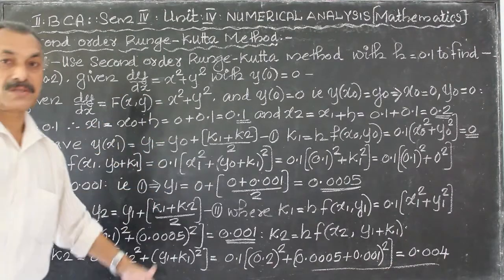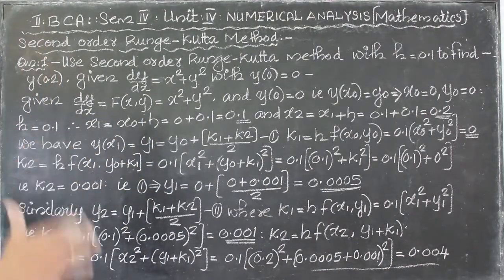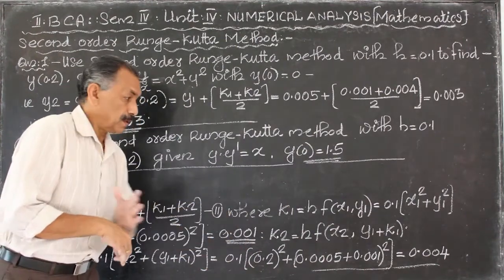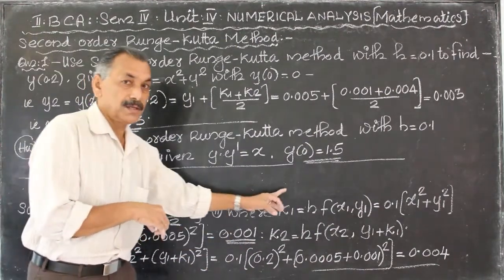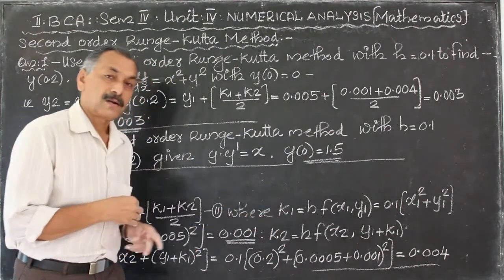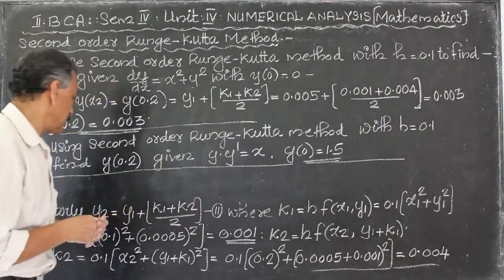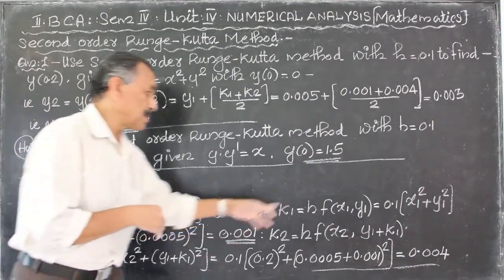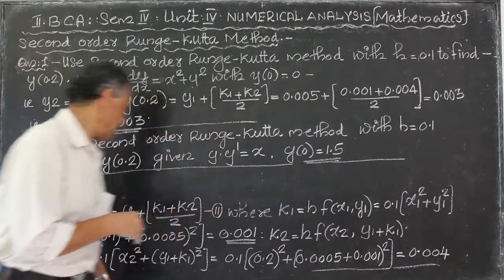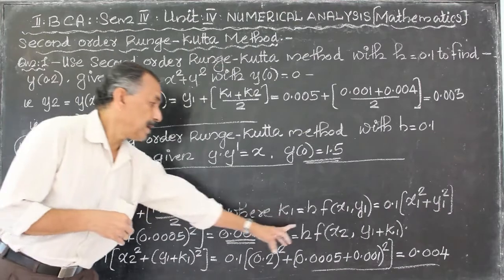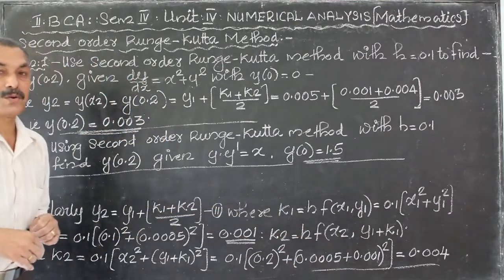Then you put up the same thing. In the continuation of the problem, we have y1 is equal to 0.005, and again k1. In the case of y2 is equal to y1 plus k1 plus k2 by 2, in this case k1 is equal to h into f of x1, y1. That is, k1 is equal to 0.005, and k2 is equal to this value, 0.004.